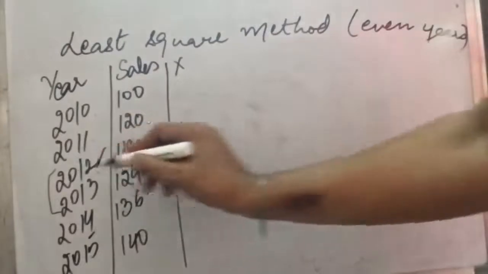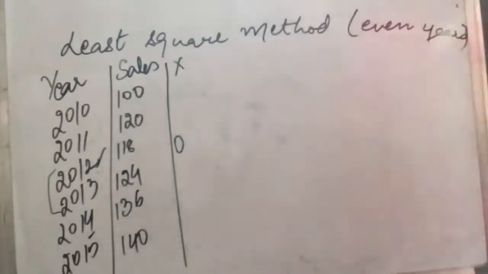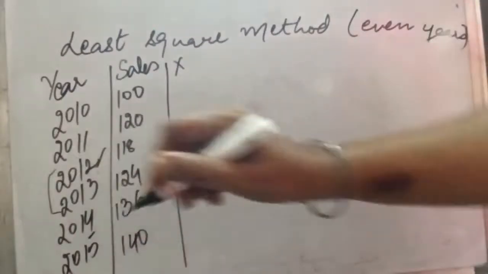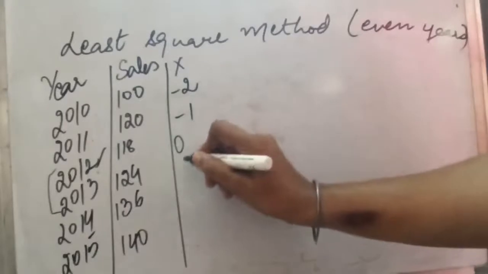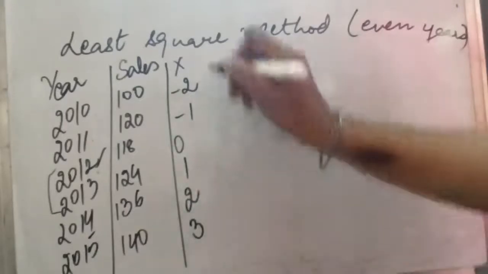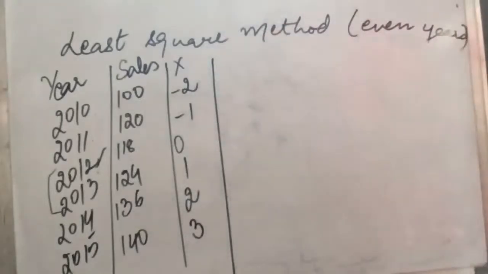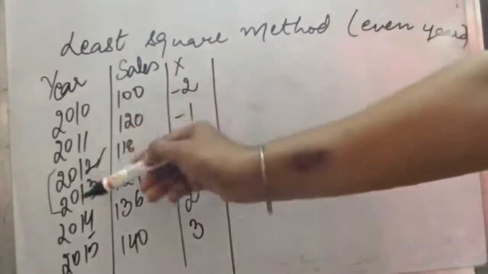So we can start from this year. This will become our base year, that is 0. Now deviations will be taken from 2012. So the first year will be minus 2, minus 1, 0, 1, 2, 3. This is also a correct way to do this question. Otherwise, we generally take the middle one only.